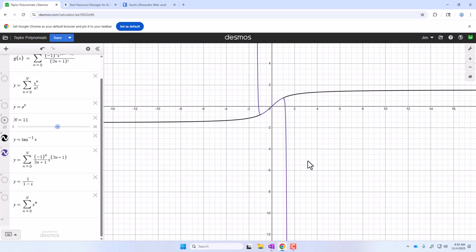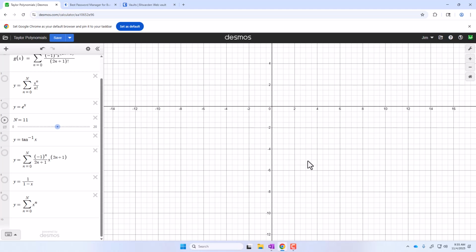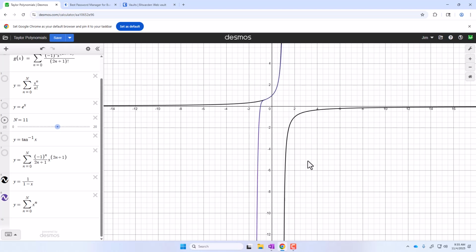So not every common function is going to have a Taylor polynomial that has an infinite radius of convergence. Some of them are going to be narrow. Here's another important series that we're going to look at, an important function. We've already looked at it. It corresponds to the geometric series. And this function 1 over 1 minus x.